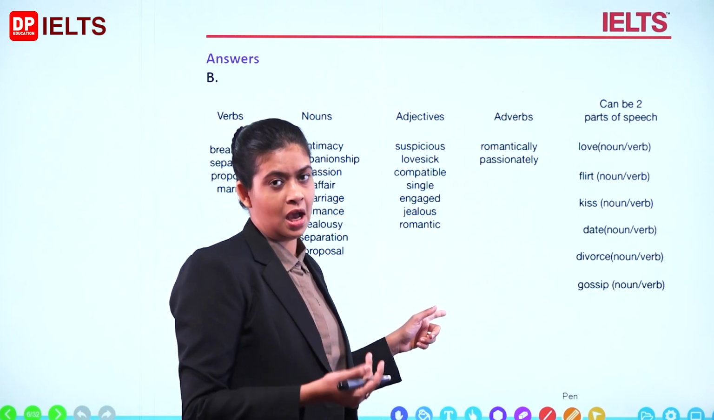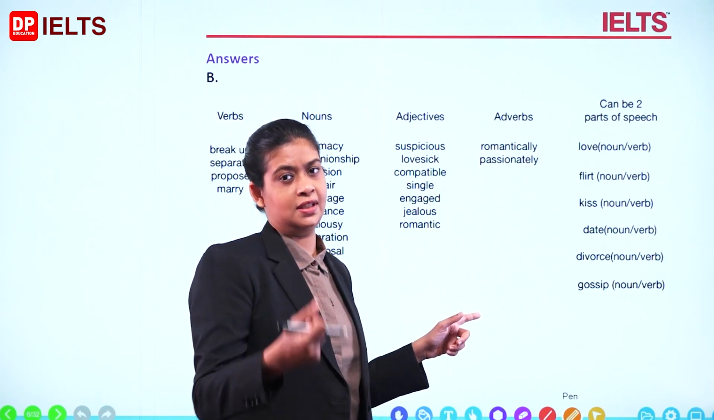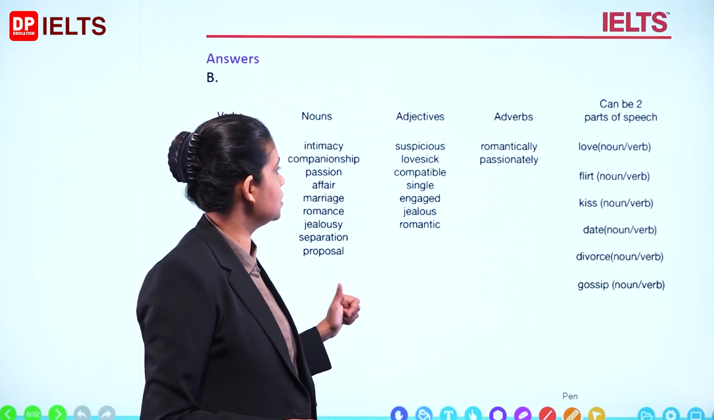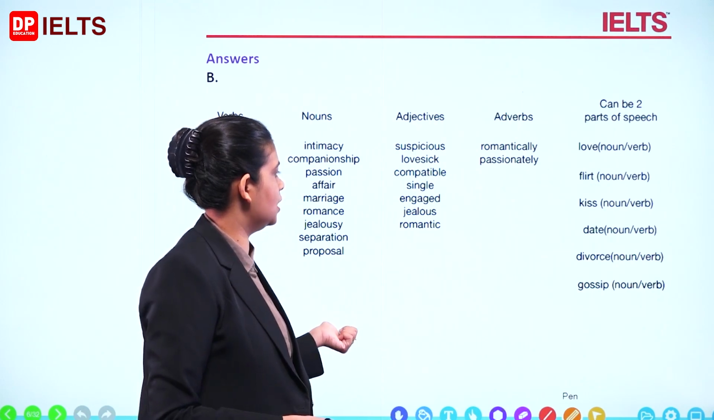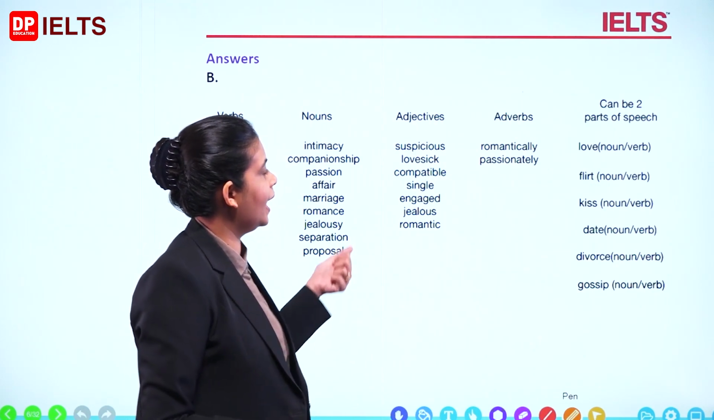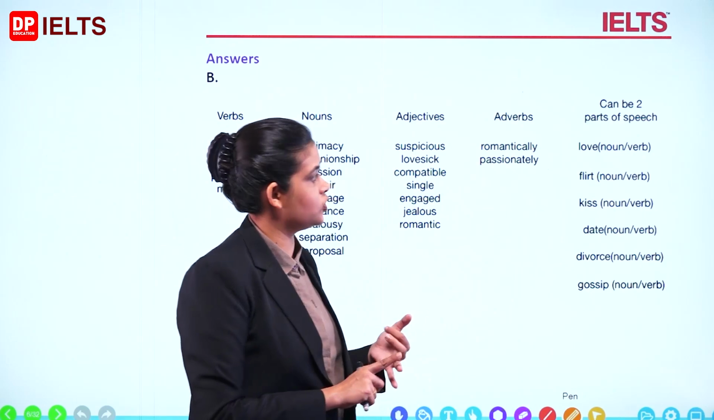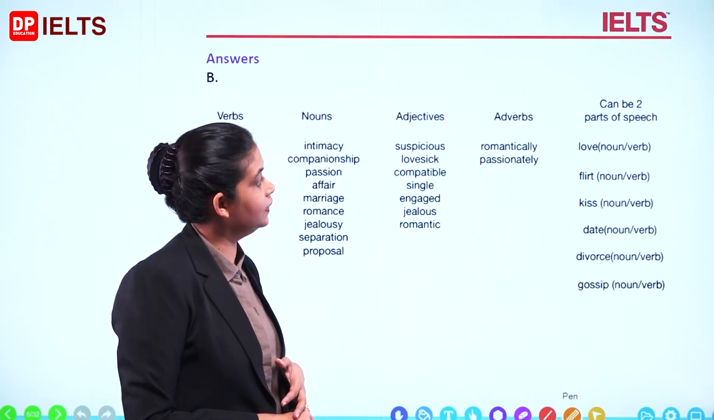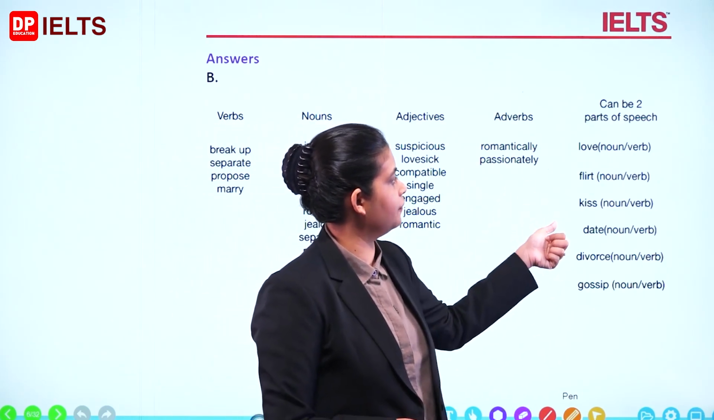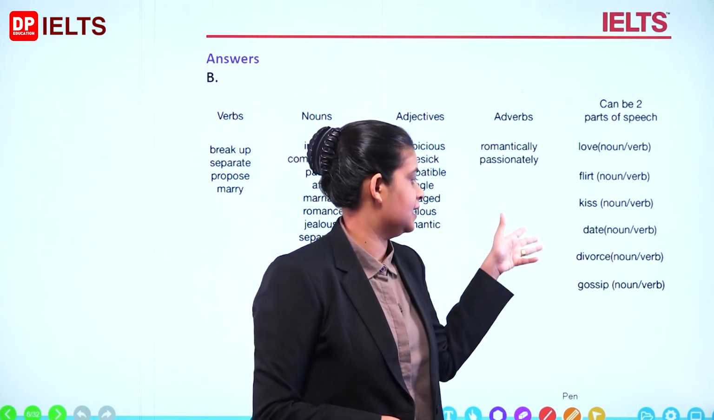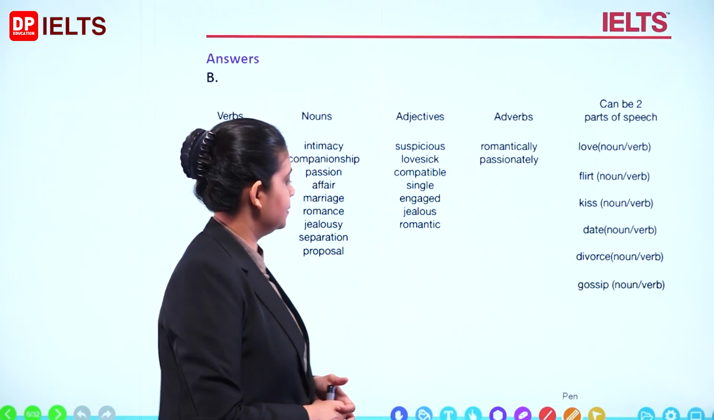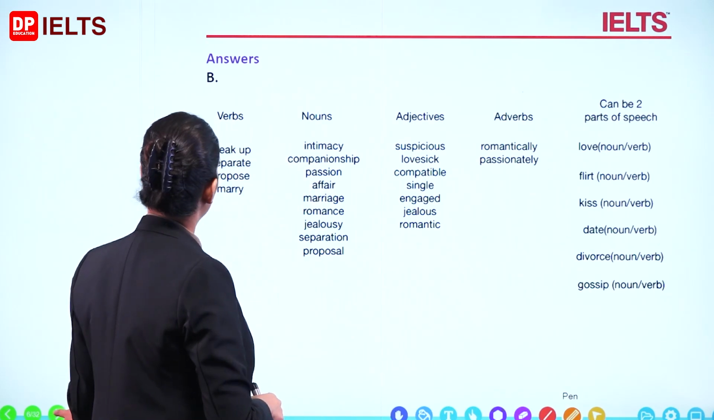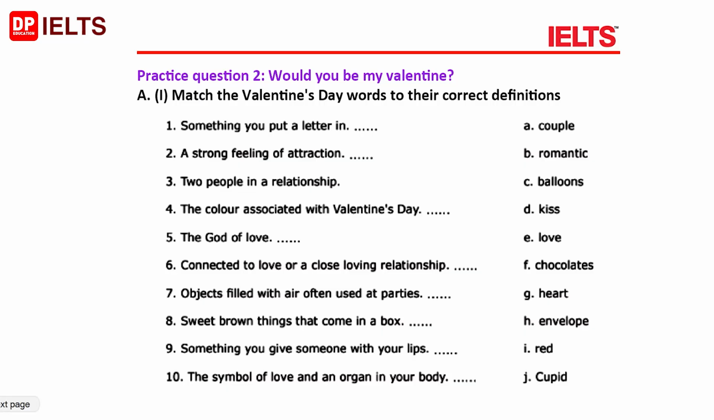Adjectives, නාමපදය තවදුරටත් විස්තර කරන එක. Suspicious, lovesick, compatible, single, engaged, jealous, romantic. Adverbs: romantically, passionately. And then we have parts of speech: love, flirt, kiss, date, divorce, gossip. Okay? Right. So, let's move on to practice question 2.